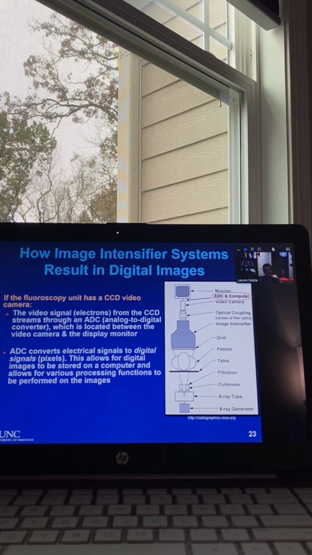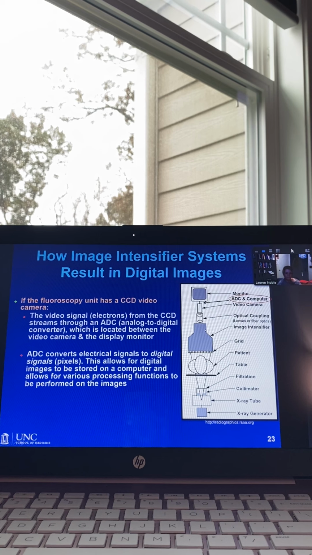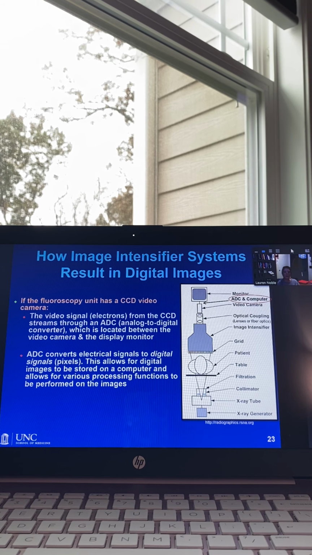Okay, and we talked just a little bit about this yesterday. So what you see in this diagram here is the image intensifier. And then this little device here represents either lenses or fiber optics, and that is what will send the light photons from the output phosphor to the video camera. The video camera needs to take those light photons and convert them into electrons, because we have to have electrons sent to the TV monitor in order for the image to be displayed.